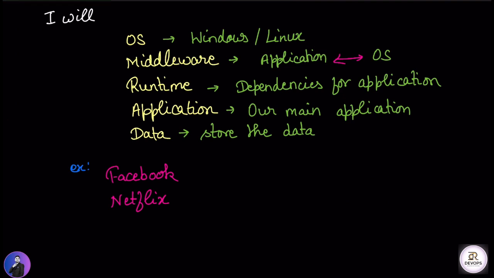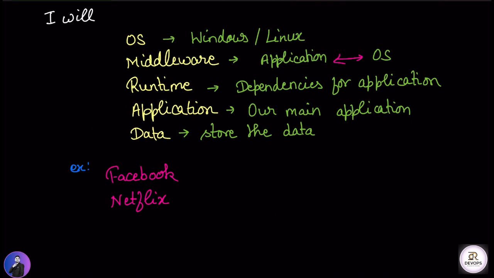We will see it later. So, runtime. Runtime means dependencies for the application. For example, your application runs on Java, so you want to install Java on the server. Then our main application has to be deployed on the server.